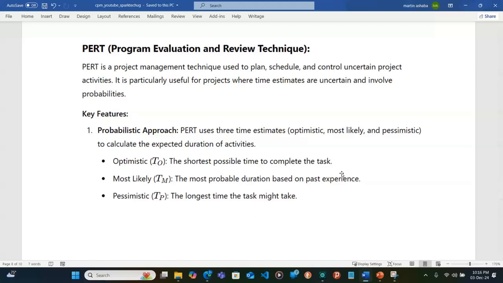The optimistic one is the shortest possible time to complete the task, and the longest time the task might take is what we call pessimistic, and the most probable duration based on past experience is what we call most likely. So, PERT is a probabilistic approach, meaning that we are basing on estimates to determine the expected time to execute given project activities.